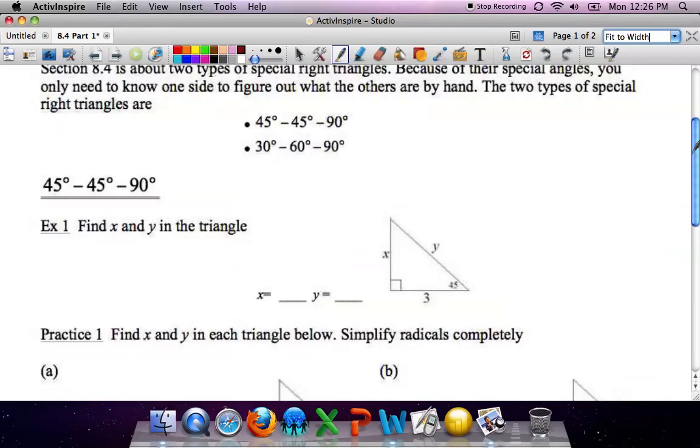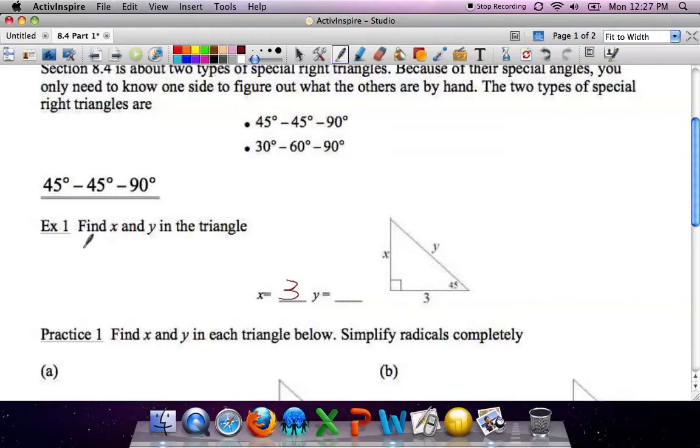Example 1. Find x and y in the triangle. If you know it's a 45-45-90, let's see. We know if this is 45 degrees, this is 90, this must be 45 degrees, so x must be 3. How do we find y?